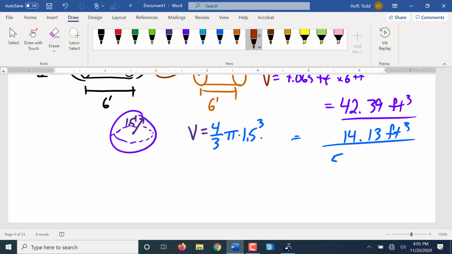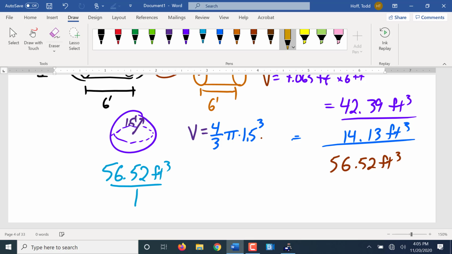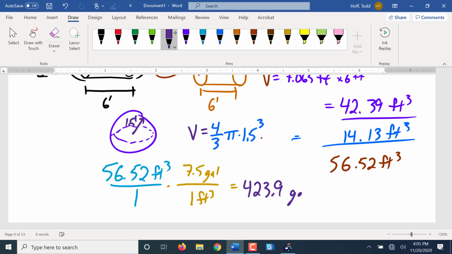So that adds up to 56.52 cubic feet. How do I turn that into gallons? 7.5, good. 1 cubic foot is 7.5 gallons. Which gives us 423.9 gallons.